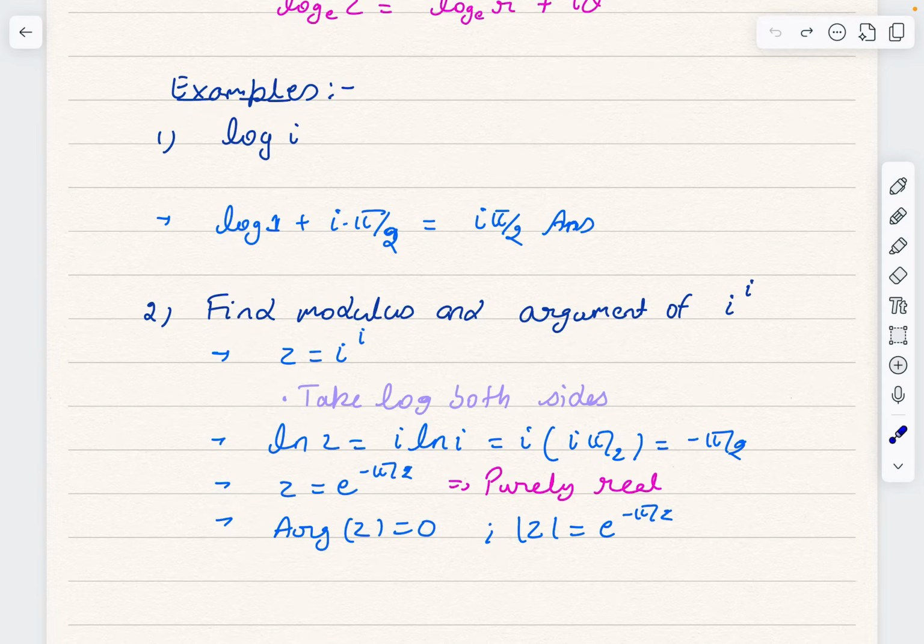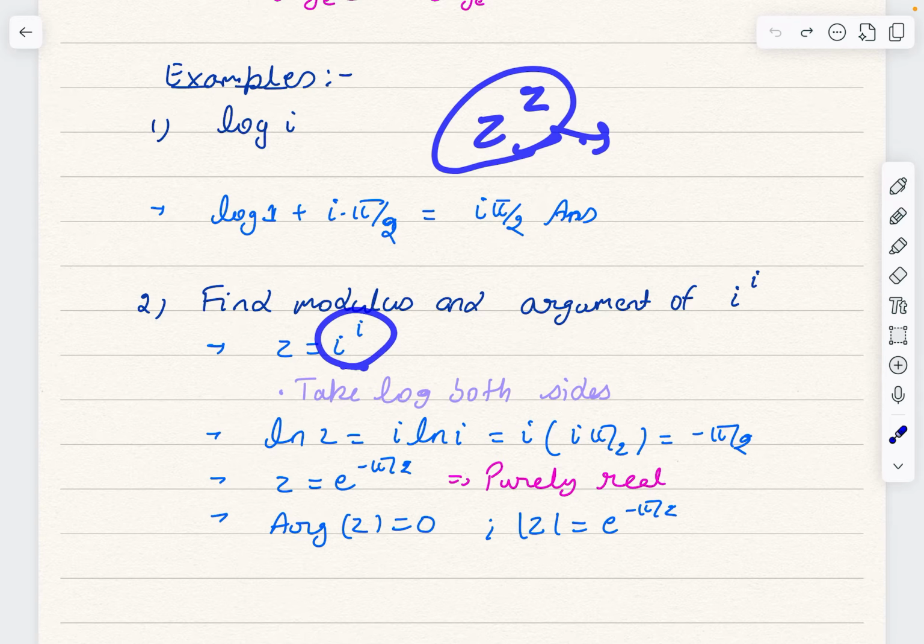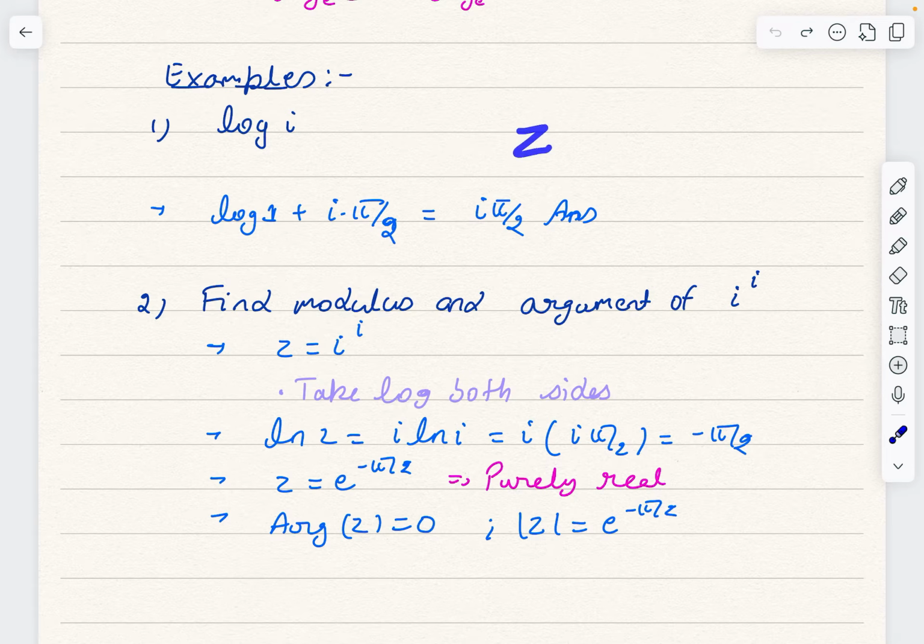So this is a good problem. And one more thing you see here: z was iota raised to iota, which finally came out to be e^(-pi/2). So if I ask you a complex number raised to the power of a complex number, can this thing be real? Yes, it can be real, you see here. If someone asks you an imaginary number raised to the power of an imaginary number, can this be real? Yes, it can be real. This is an example. So an imaginary number raised to the power of an imaginary number comes out to be a real number.